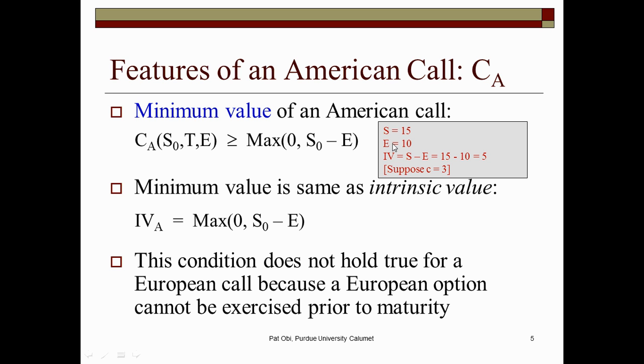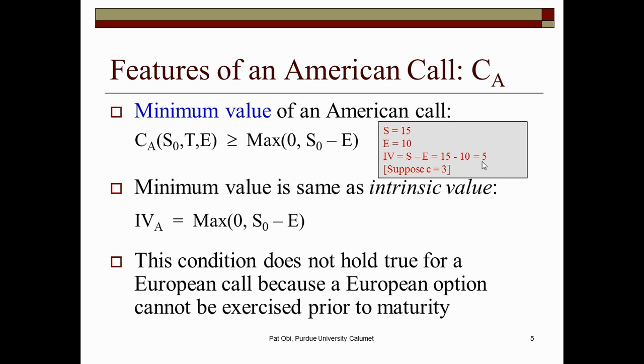So I show some numeric example here where currently the stock is selling for $15, exercise price is 10, and we find the intrinsic value of this option, which is S minus E, to be 15 minus 10, and that gives us 5. And so the intrinsic value of this option is 5, meaning that if you are a holder of this option, you can choose to exercise it now, and your instant gain would be 5 prior to subtracting the cost of the option itself, which is the premium.